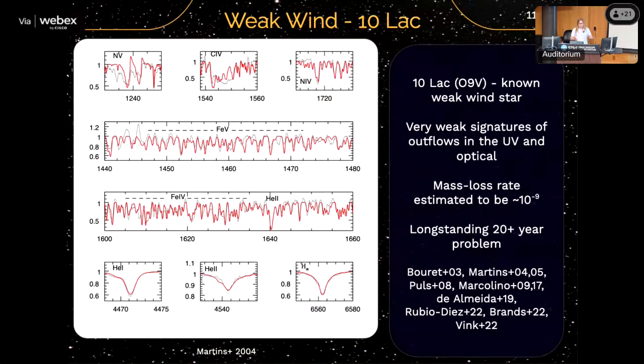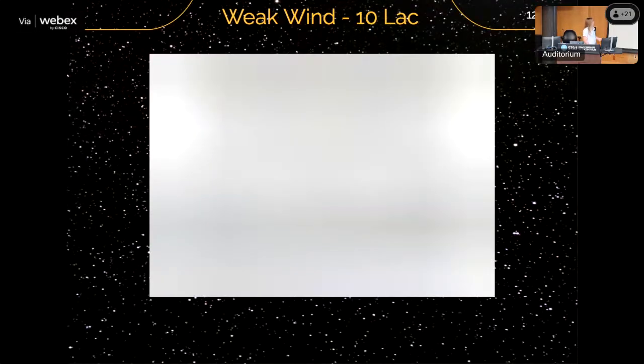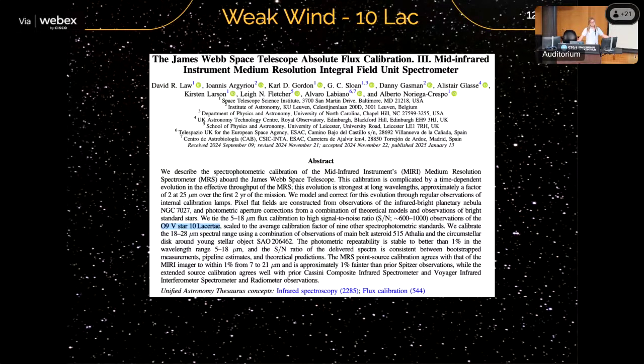It's a long-standing problem, but it's also kind of beneficial to other fields. For example, if you wanted to look at a really bright source nearby for another purpose that doesn't have any kind of stellar wind, a nice simple O star, then you might use it, for example, to flux calibrate a new telescope like JWST. And so they took MIRI observations with the MRS of 10 Lac, and this is work that David was leading.